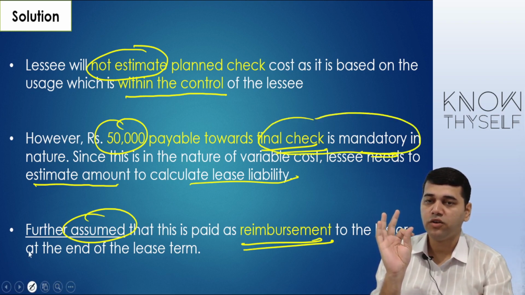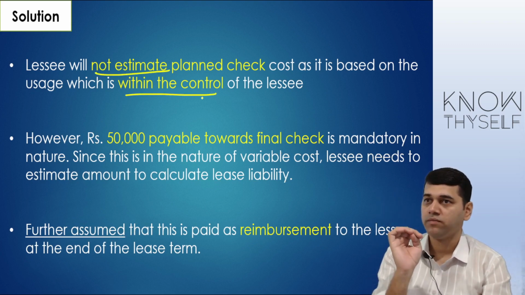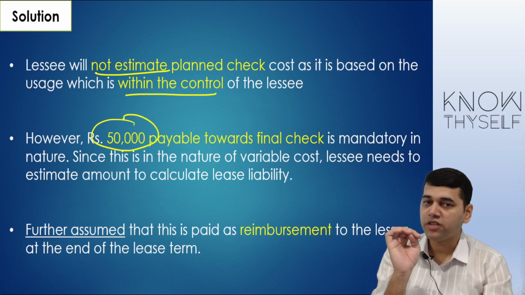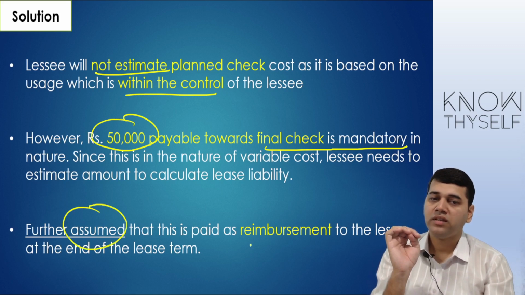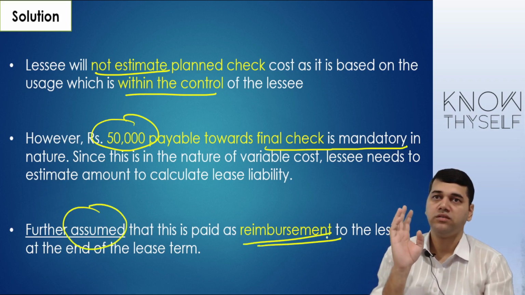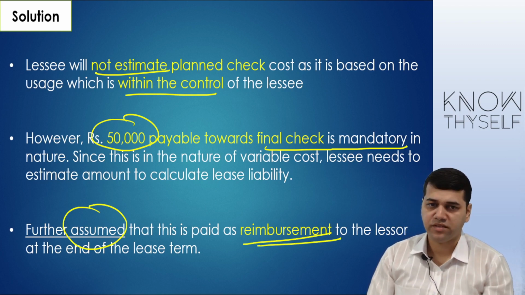So, in the first sentence, you are going to say you are not going to estimate certain things which are within your control. In the given case, rupees 50,000 is final check, mandatory. And we are going to assume that it is going to be reimbursed. 3 points should come in your answer. So you can say in substance variable.